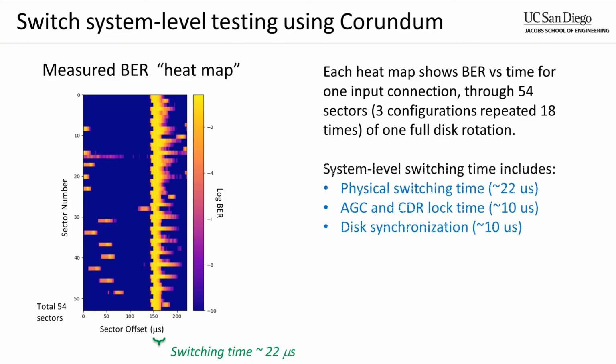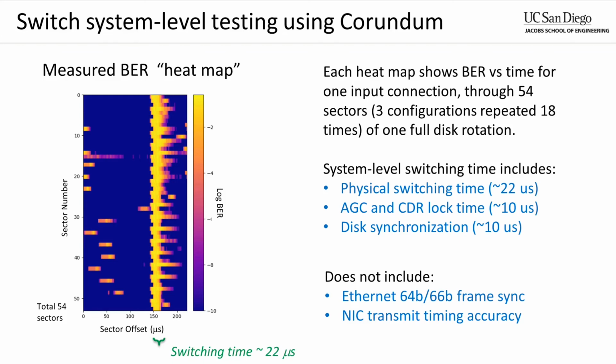From the heat map, we can see the physical layer switching time, comprising not only the switching time of the optical switch itself, but also the AGC and CDR lock times at the receiver. Since this measurement is performed with continuous PRBS data, it does not include 64B/66B frame sync from the line code or NIC transmit timing accuracy. Some of the transitions are significantly extended, indicating optical power variation. We can also see some localized defects in the gratings. This technique enabled us to identify fabrication issues in the switch disk that can be corrected in the next version.